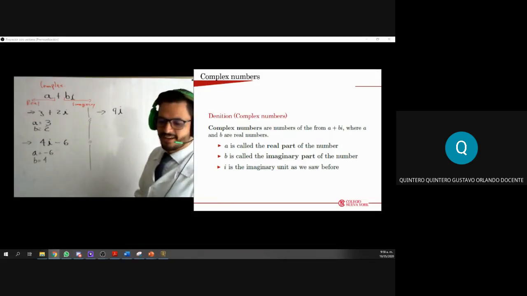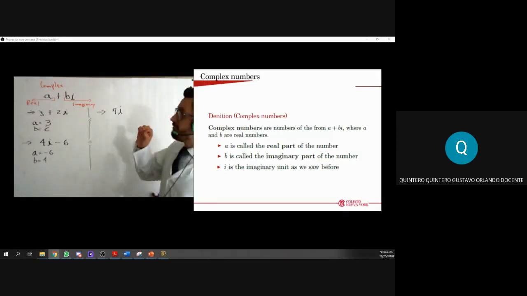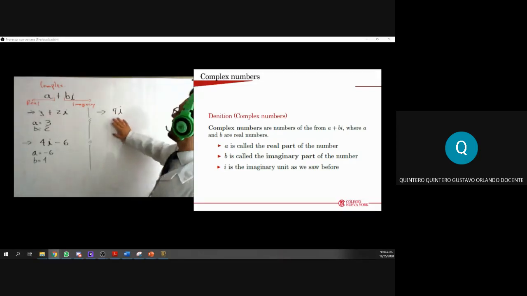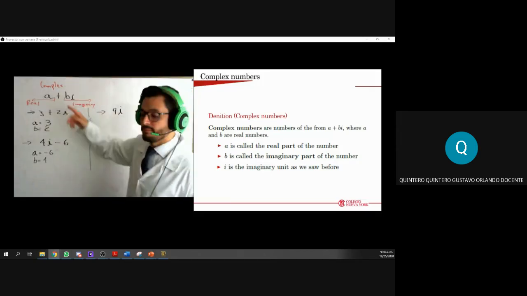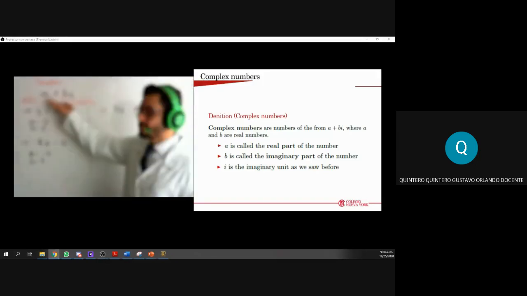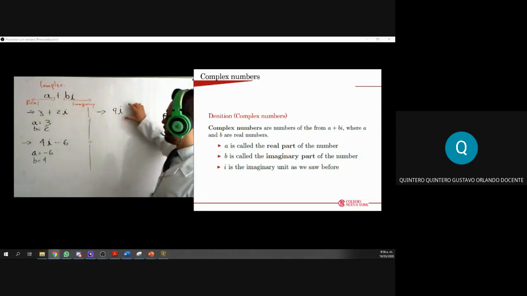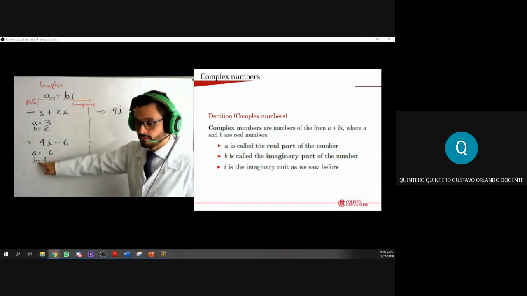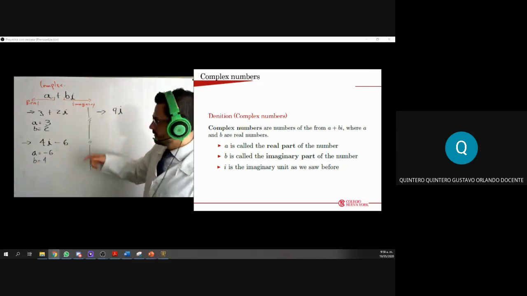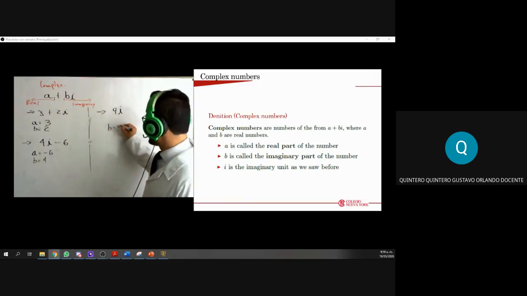Okay, we have a lot of answers. All right, cool. Let's see. Remember, to know if 9i is or is not a complex number, we need to have this configuration, a real part and an imaginary part. Now, we can clearly see the value of B, the imaginary part. That is 9, right? B, the imaginary part, is 9.